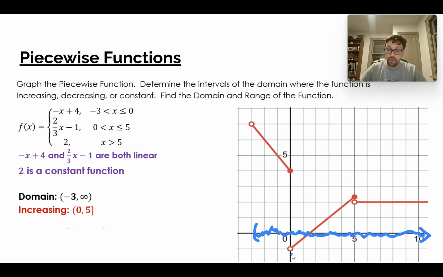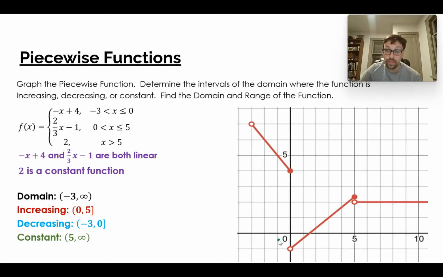Then we check our increasing. We're increasing only on this middle bit between 0 and 5, so we can just grab that inequality because that's the only thing that's going to be increasing. This one's decreasing all the time, and hey, this one's going to be our constant. So this is going to be our interval for decreasing, from -3 to 0, and this is going to be our interval of constant because that's a constant function.